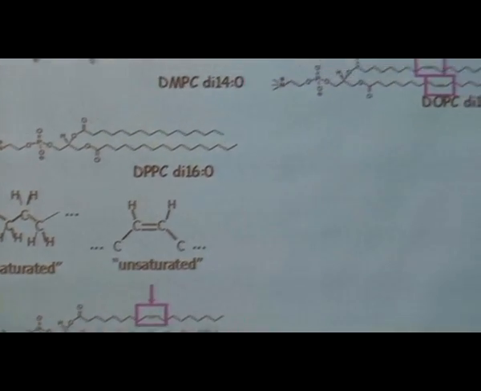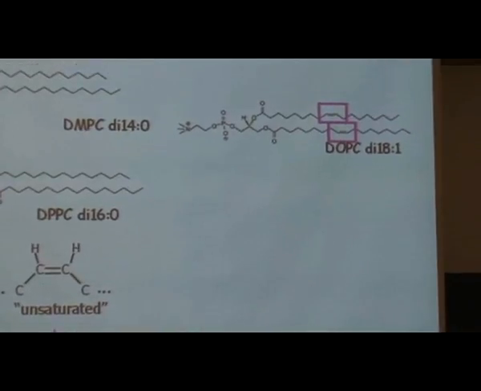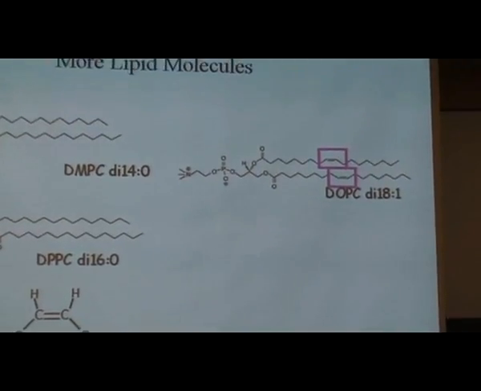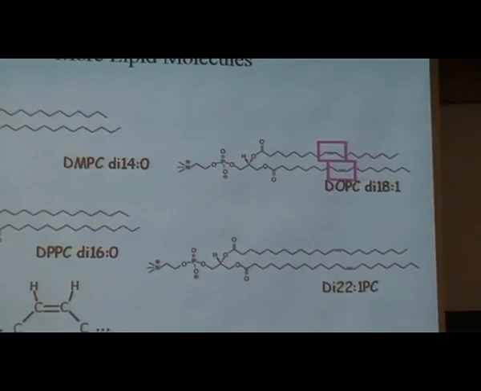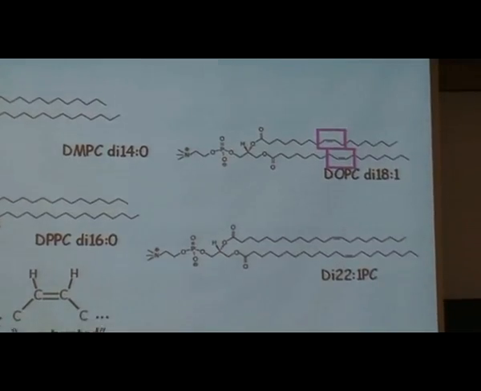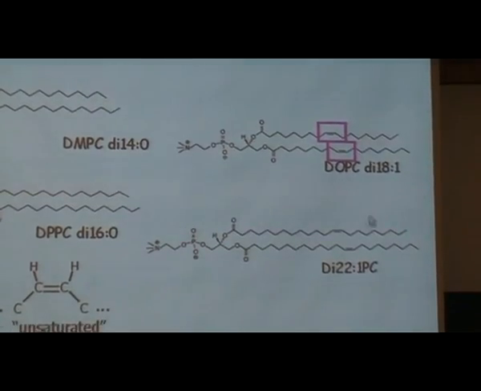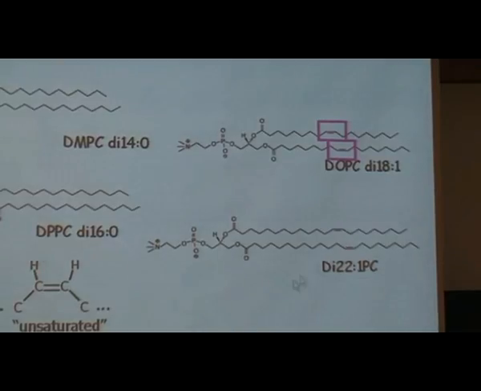Here's one up here where each chain has one unsaturated double bond. And here's one here which is longer, but it also has one unsaturated double bond on each lipid. I didn't draw a box around them here.